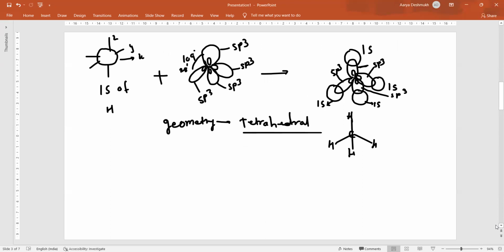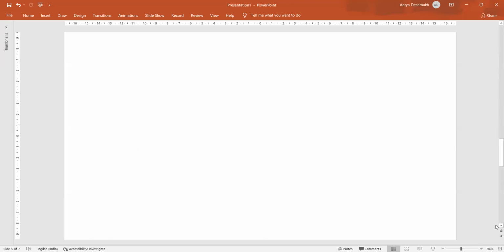Now let us proceed to the formation of the C2H4 molecule, that is ethene.